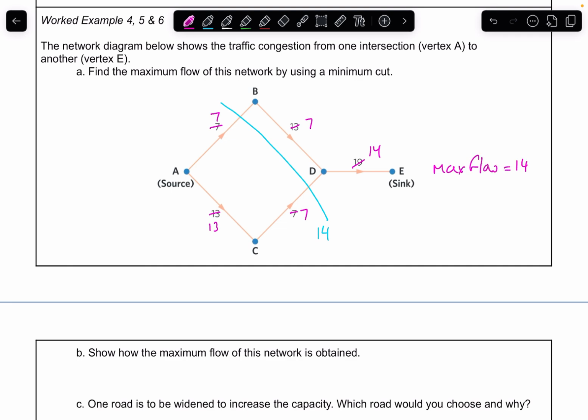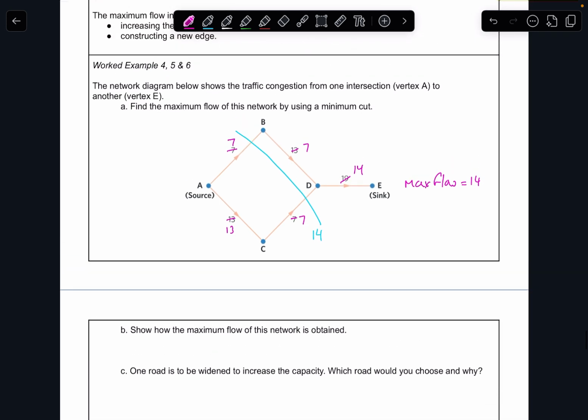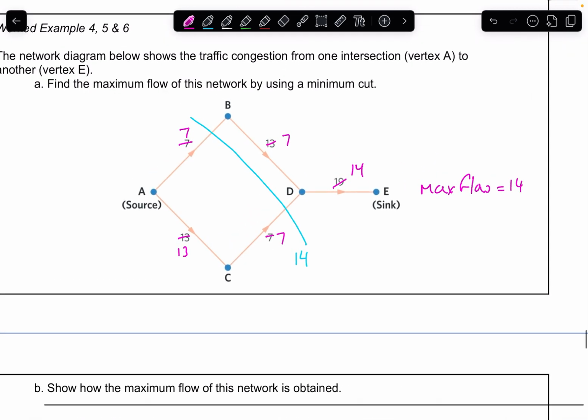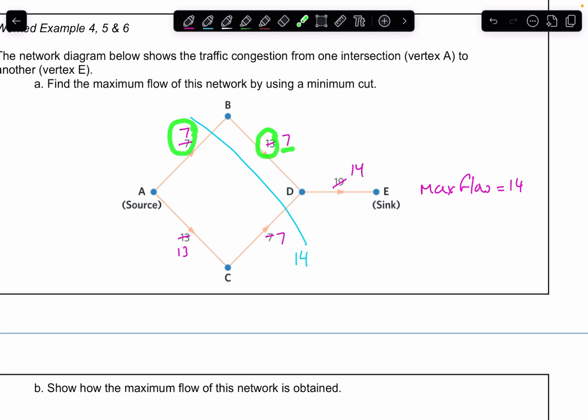Now, the next part of that question says, one road is to be widened to increase the capacity. Which road would you choose and why? If we have a look at these roads, which one's going to give us a bigger flow? Our final one is 19, so we're losing some flow through here. Is there a road over here that we could increase? Well, this capacity is 13, but I only have 7 coming through. So I could increase this capacity.